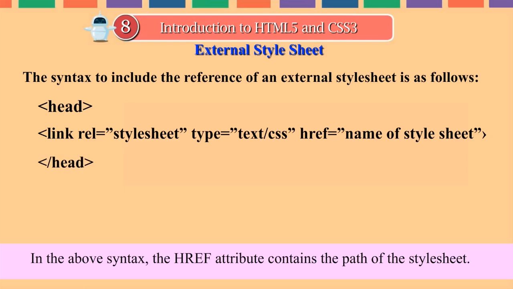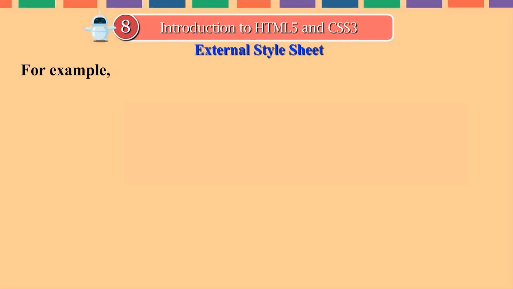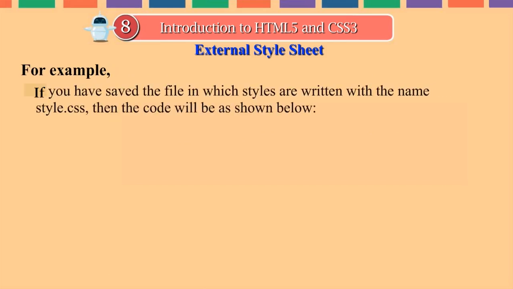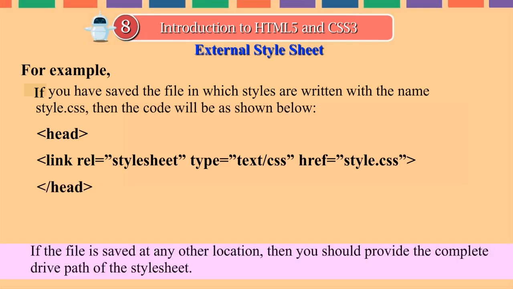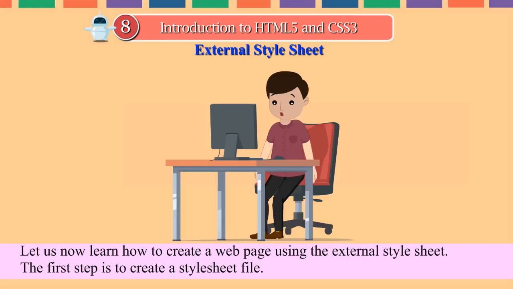In the above syntax, the href attribute contains the path of the style sheet. For example, if you have saved the file in which styles are written with the name style.css, then the code will be as shown below. <head> <link rel="stylesheet" type="text/css" href="style.css"> </head>. If the file is saved at any other location, then you should provide the complete drive path of the style sheet. Let us now learn how to create a web page using the external style sheet.